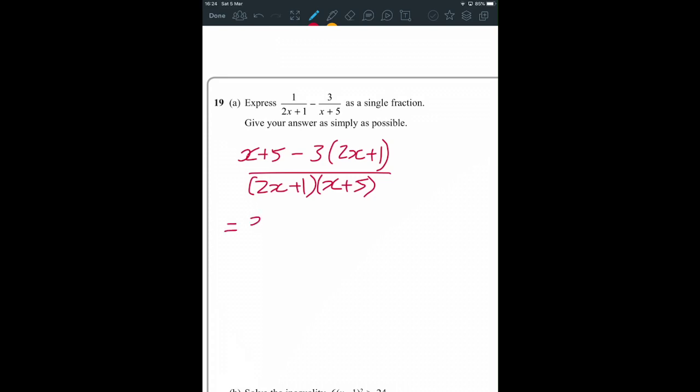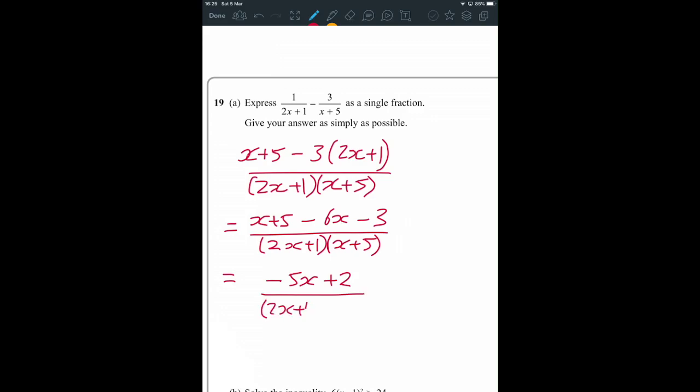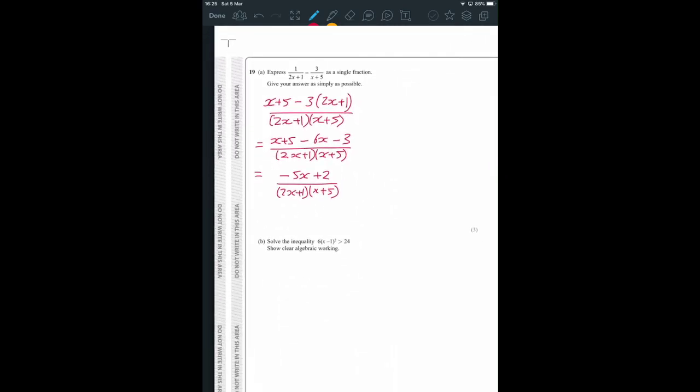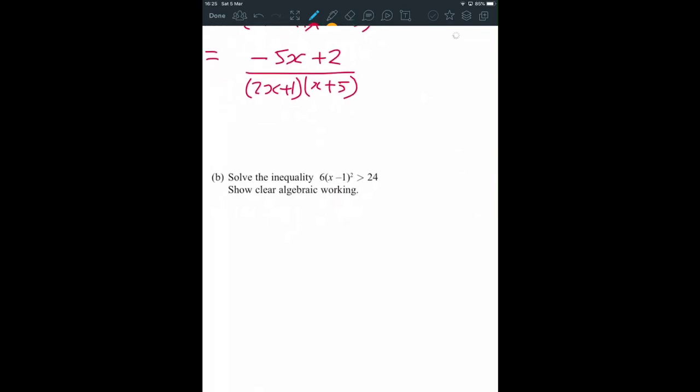Now we need to carefully expand our numerator brackets. Well, it's minus 3 times 2x and minus 3 times 1. Still over the same denominator. Simplifying the top, I'm going to have minus 5, and then 5 minus 3 plus 2 over the denominator. Nothing's going to cancel here. The top doesn't factorize, so I can't see any way we can kill either of the brackets from the bottom, and we're done. Solve the inequality.